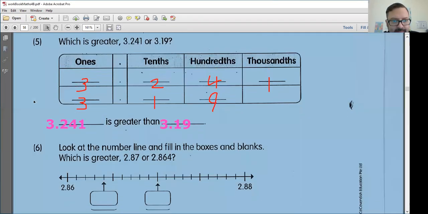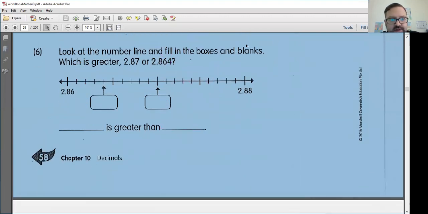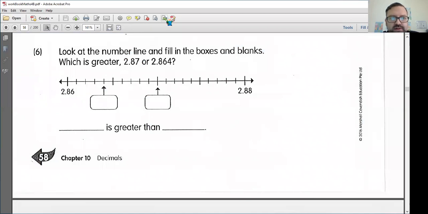All right, let's keep going. All right, now it's important that we are able to look at these things on number lines as well. It says, look at the number line, fill in the boxes and blanks, which is greater, 2.87 or 2.864, okay? So I have two numbers, which ones go where, all right? They both have 2.8 in them, okay? So the twos are equal, the eights are equal, I have 8/10, and then in my hundredths place here, I have a 7, and in this one I have a 6.